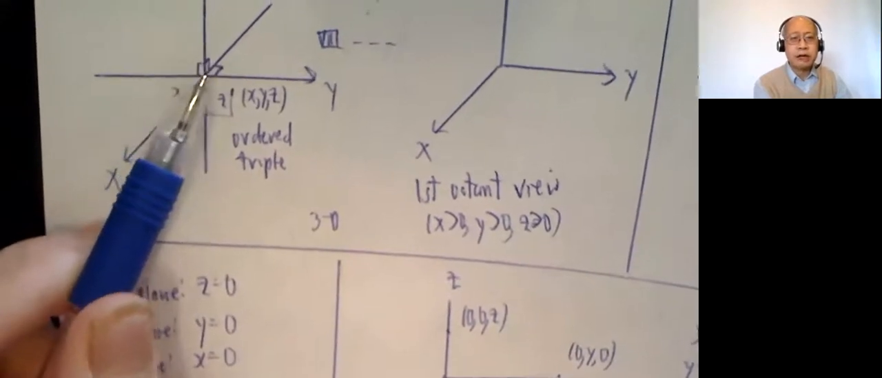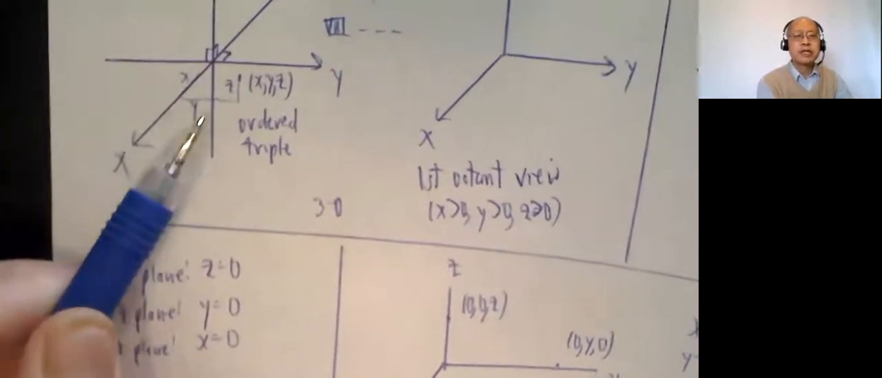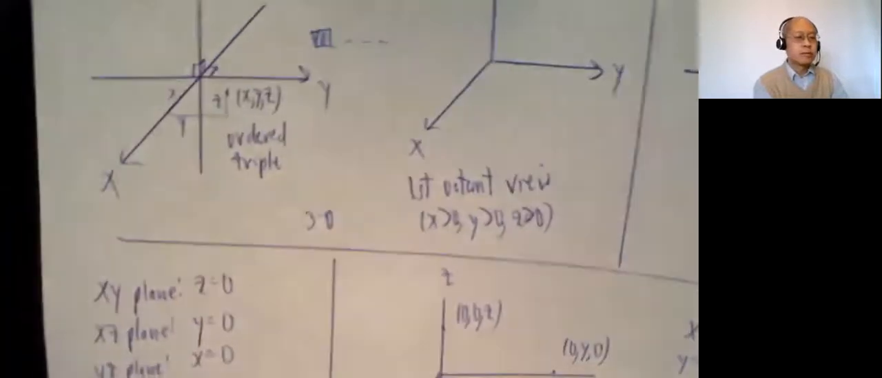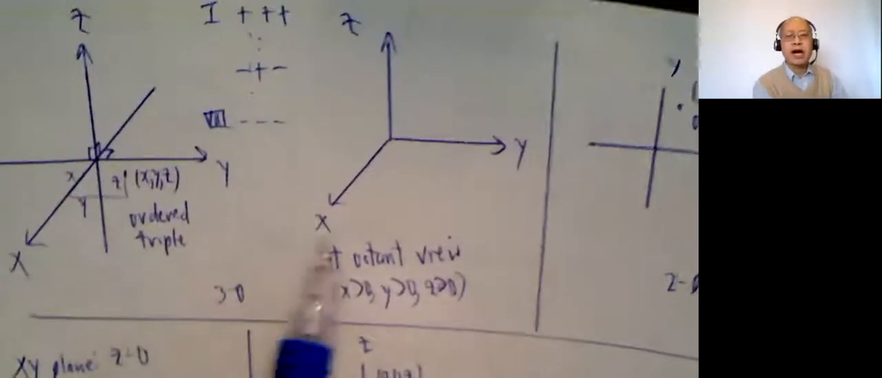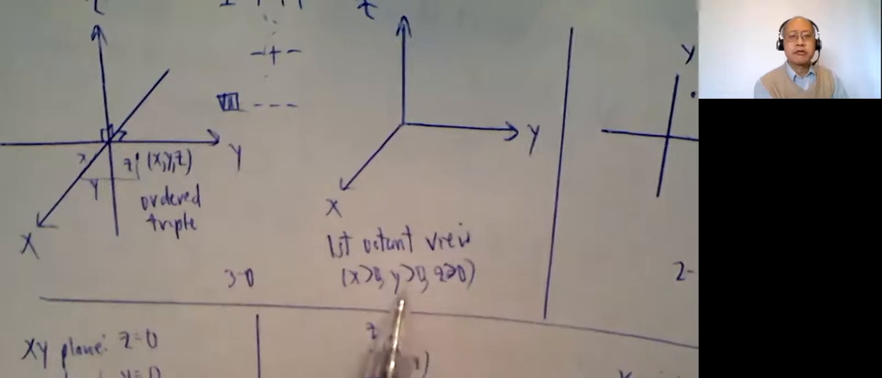That's a right angle, that's a right angle, that's a right angle. Okay, so here's a point X comma Y comma Z in ordered triple. And sometimes we just want the first octant view where X is greater than 0, Y is greater than 0, Z is greater than 0. And that's analogous to a first quadrant view.